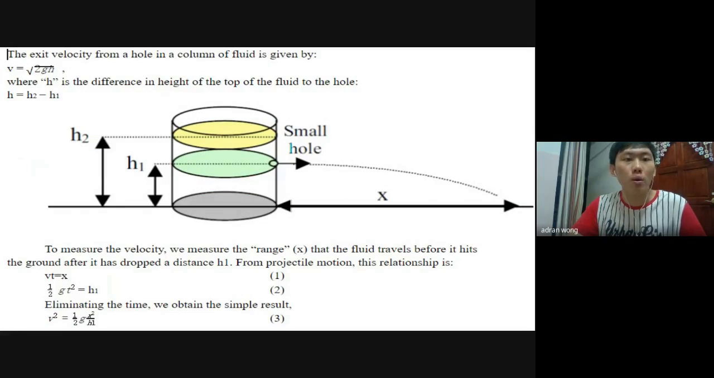The exit velocity from a hole in a column of fluid is given by v equals the square root of 2gh, where h is the difference in height of the top of the fluid to the hole, h equals h2 minus h1. To measure the velocity, we measure the range that the fluid travels before it hits the ground after it has dropped a distance. From projectile motion, this relationship is vt equals x, 1/2 gt squared equals h. By eliminating the time, we obtain the simple result, which is v squared equals 1/2 g s squared over h. Next, I'll pass to the next presenter to continue the procedure.